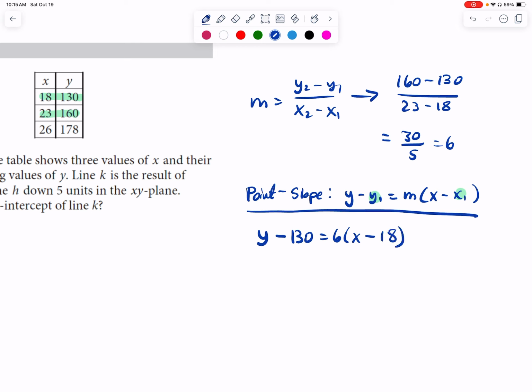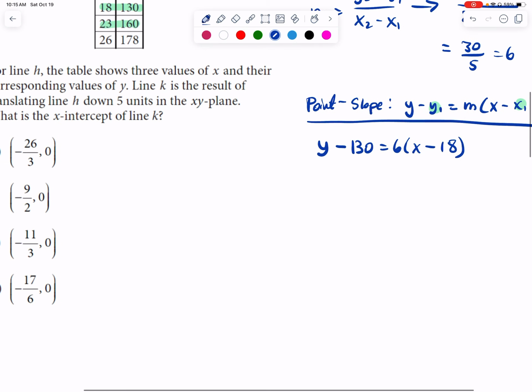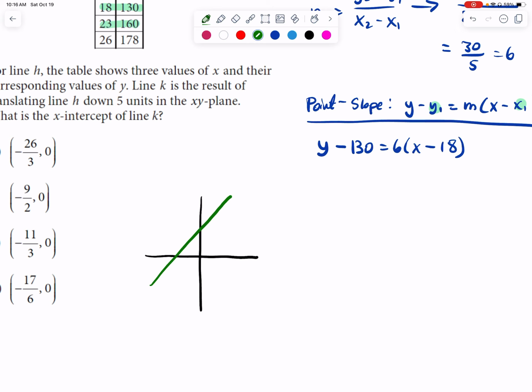Okay, so what I'm going to do to this is turn it into slope-intercept form. Why am I going to do that? Because if I have myself a line, let me sketch some sort of graph here, and let's say this is my line. If this line translates down 5 units, what actually translates down exactly 5 units is the y-intercept. So I just need to find the y-intercept so I can subtract 5 from it to make my line go down 5 units.